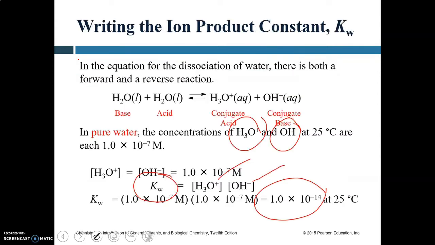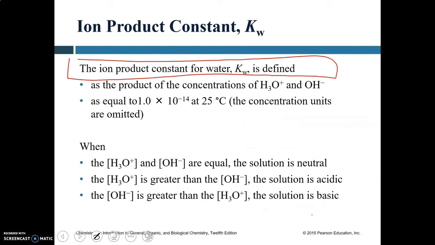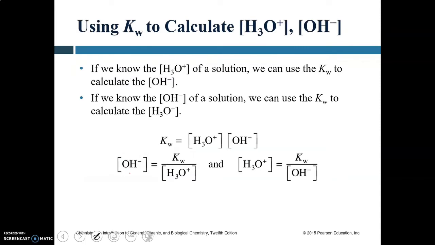So the product of multiplication in any water solution, product of multiplication of concentrations of hydronium ion and hydroxide ion will always be, no exceptions, this number, 1 multiplied by 10 in the power of negative 14. And as we mentioned, when concentrations of these two ions are equal, solution is neutral. If concentration of hydronium ion is greater than the concentration of hydroxide, solution is acidic. If the concentration of hydroxide is greater than the concentration of hydronium ion, the solution is basic.